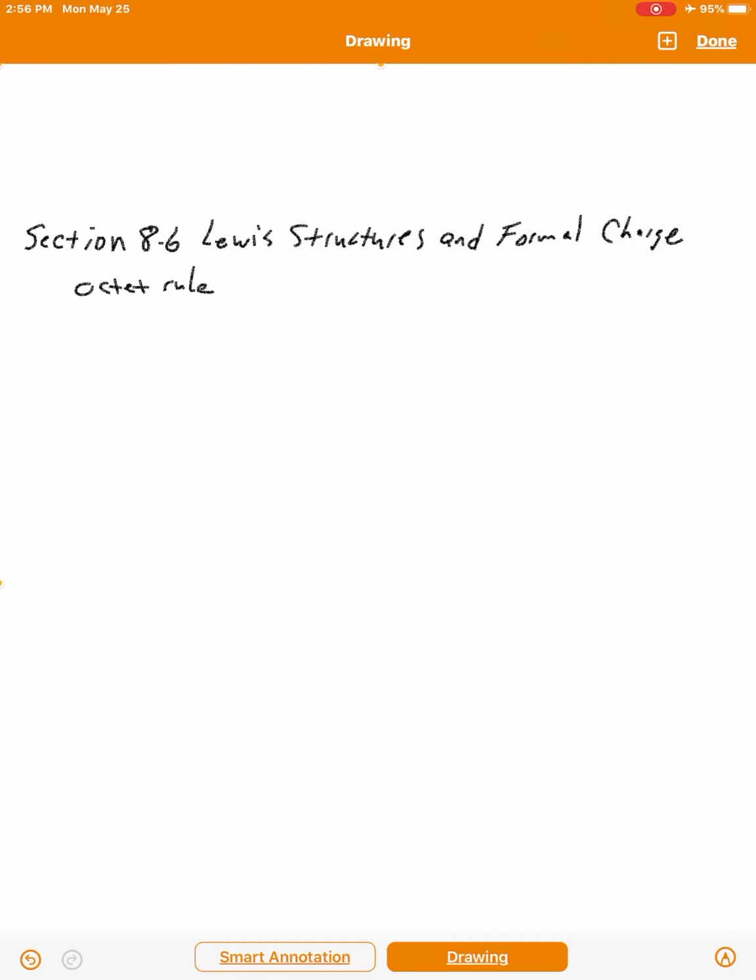So, for example, oxygen becomes stable when it shares a pair of electrons with each of two hydrogen atoms, thereby giving it 8 total valence electrons. 4 in the form of lone pairs, because each lone pair is 2 electrons, plus 2 bonds, and each bond has 2 electrons. So that's the octet rule.